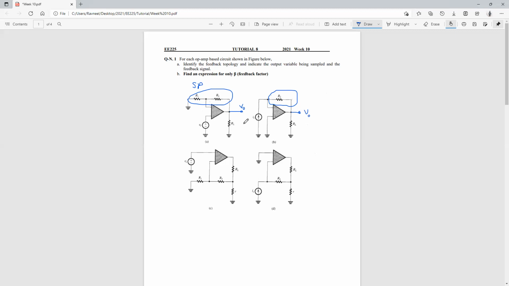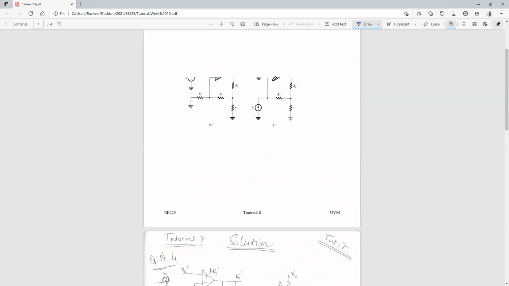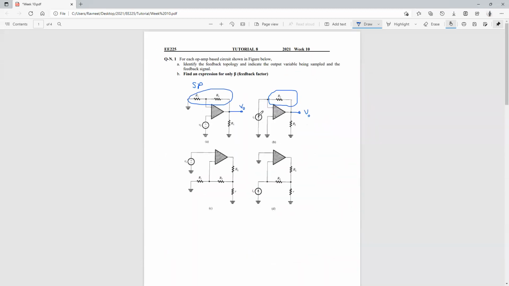So this particular network becomes a shunt configuration, because your feedback is in parallel with your source, and your feedback is in parallel to your output. So part B, you can see, is a shunt topology. In this particular case, you'll be supplying a current and sampling a voltage output. Since you're supplying current, the feedback over here will also be current.